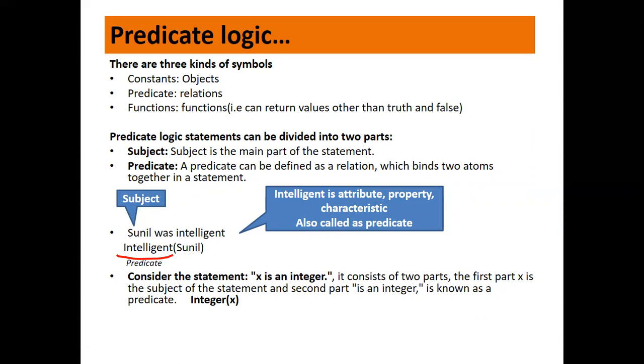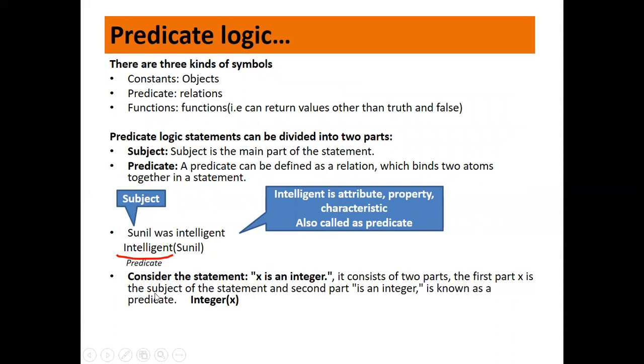Now the drawback I'll tell you about predicate logic is, if I say Sunil was intelligent, but if I say Sunil is intelligent, then also the predicate statement will be the same. And if I say Sunil will be intelligent, again the predicate statement will be the same. That means predicate logic does not consider the tense of a statement, whether it is present tense, past tense or future tense. That cannot be represented using predicate logic. So was, is, will be are treated the same.